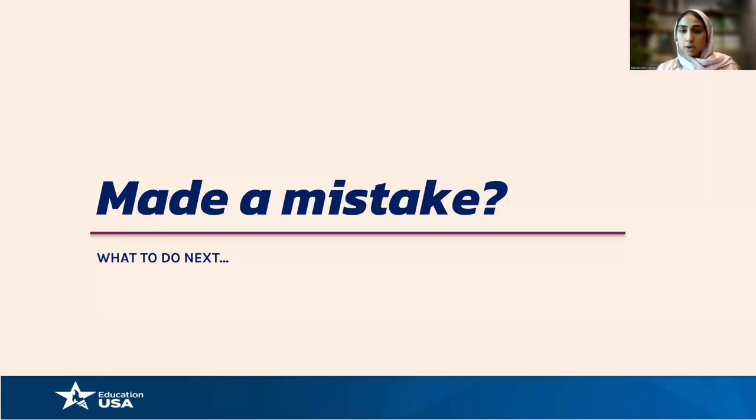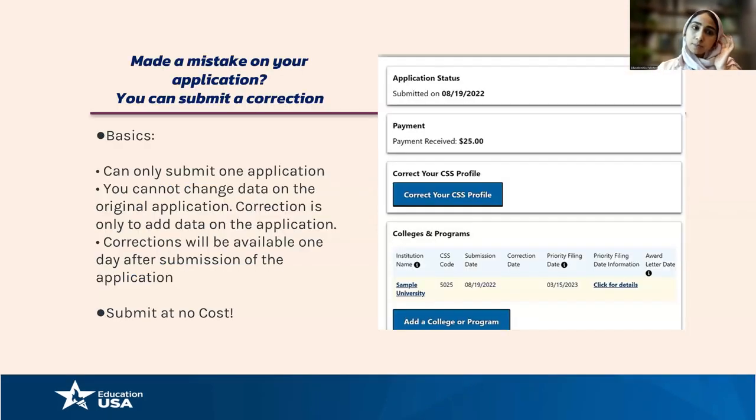So if you made a mistake, what you can do next is you can submit a correction. You can only submit one application for free when you do make a mistake and you have to resubmit it with a correction. You cannot change data on the original application. So the original application that you've submitted will stay, and then you will submit an additional one, the first one being for free, with the correction that you have done or the data that you may have added. And then corrections will be available 1 day after the submission of the application. And then if you make another mistake and you want to do it again, then you will submit at a cost.